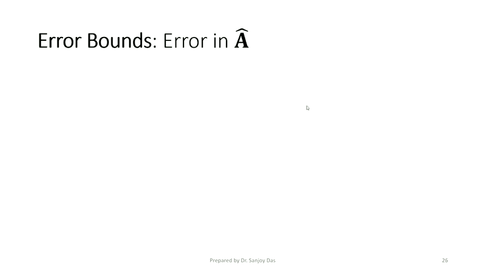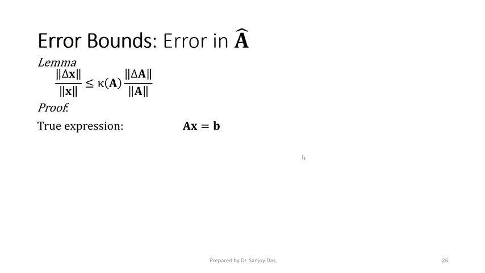Now, when there's an error in A, so we get A hat. This is the expression. It's analogous to the previous one. This is the fraction error in A, and the fraction error in x is upper bounded by the condition number of A times the fraction error in A. We begin with the true expression, which is Ax equals B.